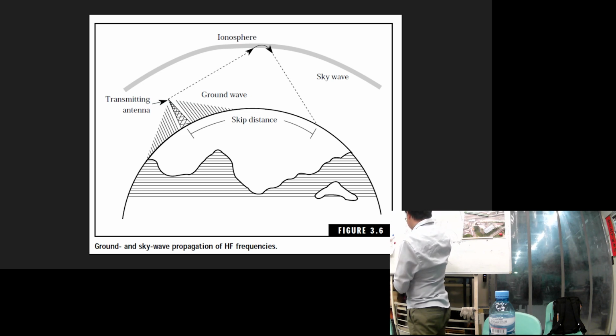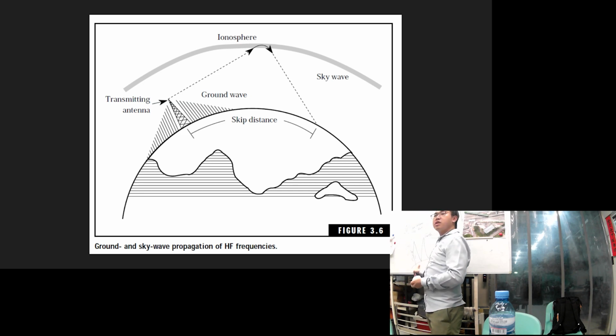Okay. How about if the emission angle theta is very close to 0? Then when they reflect the signal back, I'll just create a reflection.